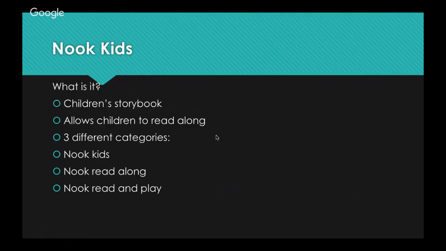The next app is Nook Kids. This is a children's storybook, but is all online or in an app. It allows children to read along and has 3 different categories, those being Nook Kids, Nook Read Along, and Nook Read and Play. The Nook Read Along is where the app actually reads the book to the kids, and they can just follow along. And the Nook Read and Play is they can read the story and then play games that relate to that story afterwards.